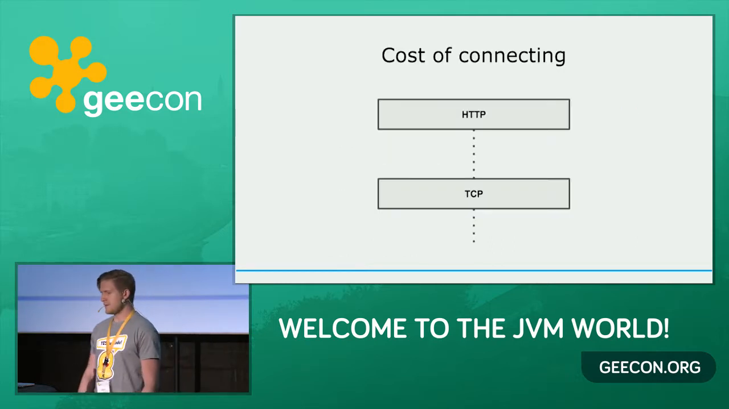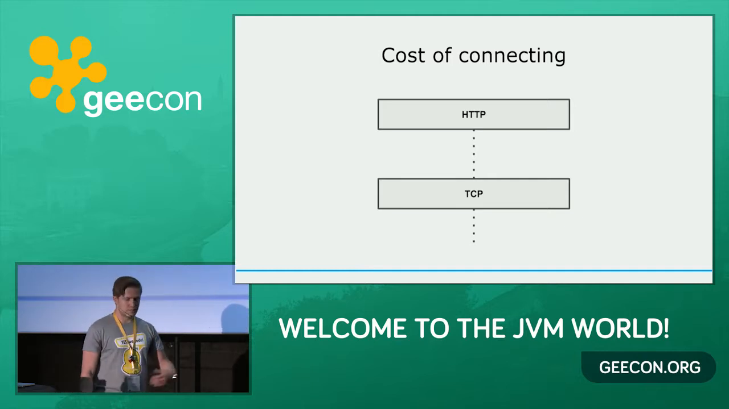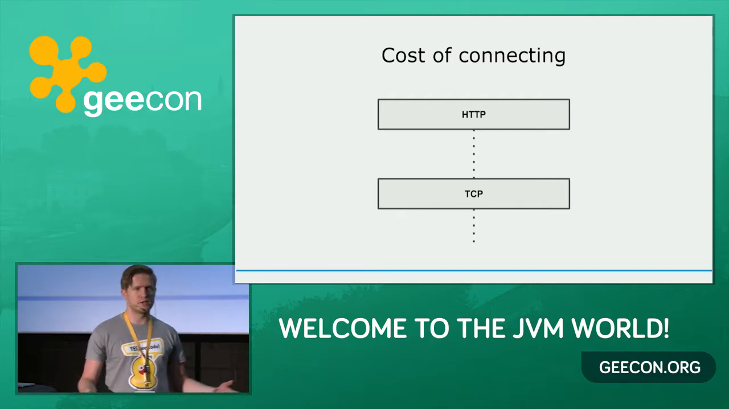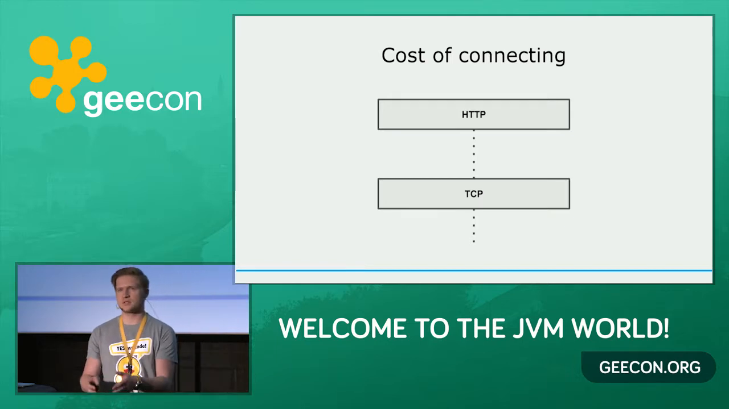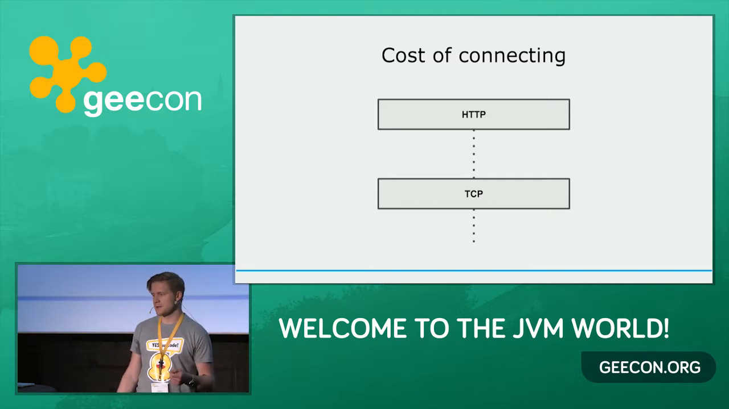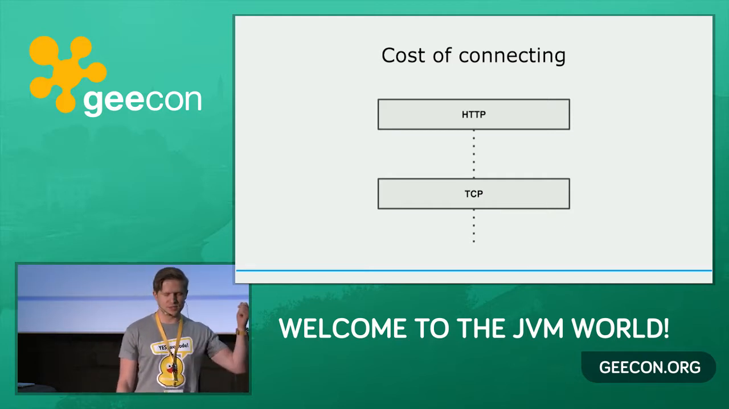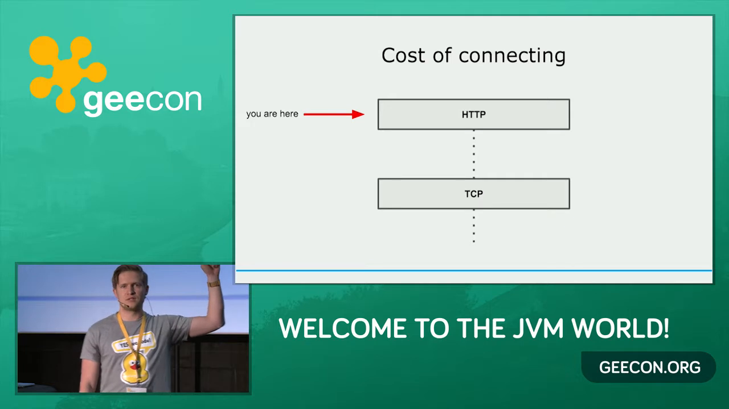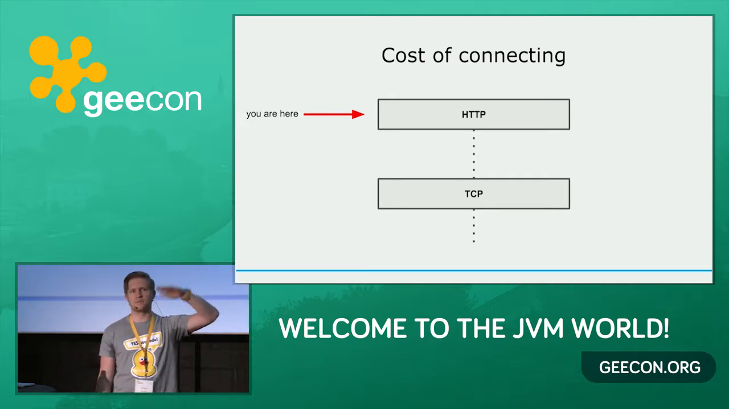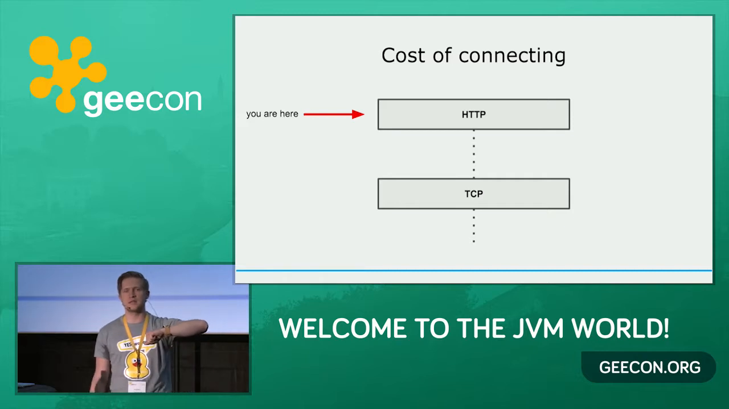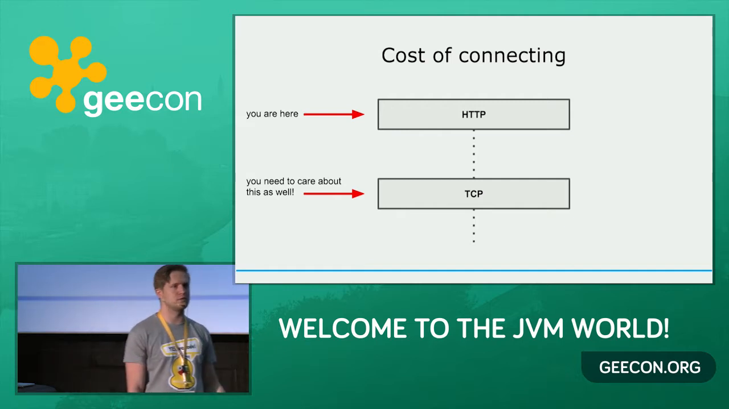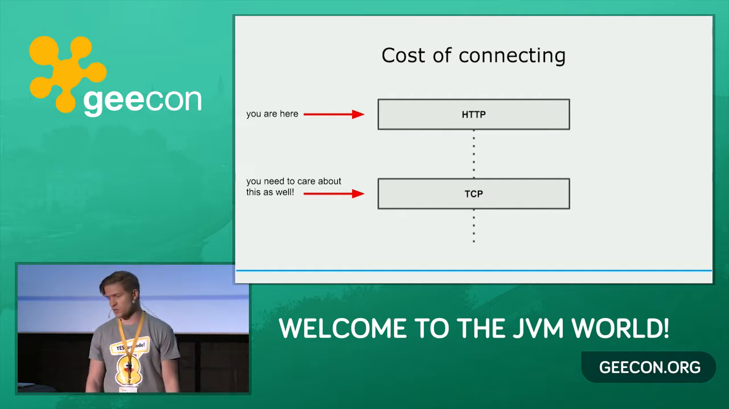Connection pooling is a way to mitigate the cost of creating new connections, and it's something used in very different areas, starting from database connections. But here we're going to concentrate specifically on HTTP clients. So even the presentation title says HTTP clients. We're here on the HTTP level, but when you look at the protocols involved in actually making the connections, we also have to think about TCP because this is a crucial part of the whole HTTP stack. So we need to care about this as well.